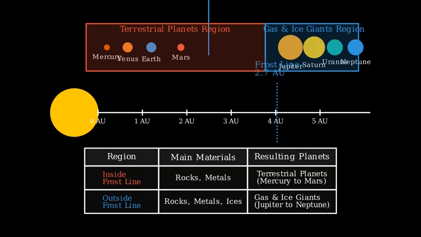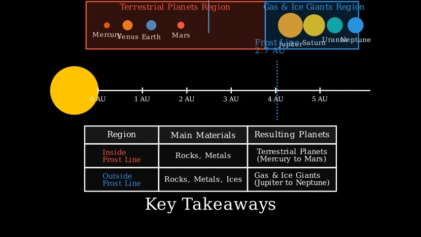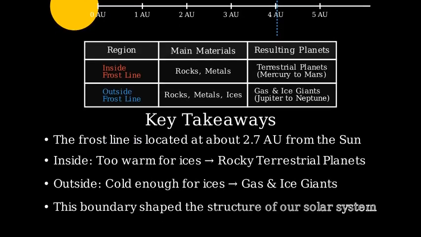To conclude, the frost line is a crucial concept that helps us understand the structure and formation of our solar system. It explains why we have rocky terrestrial planets close to the sun and gaseous giants farther away. The frost line acts as a temperature boundary that determined what materials could condense and form solid bodies in different regions of the early solar nebula.